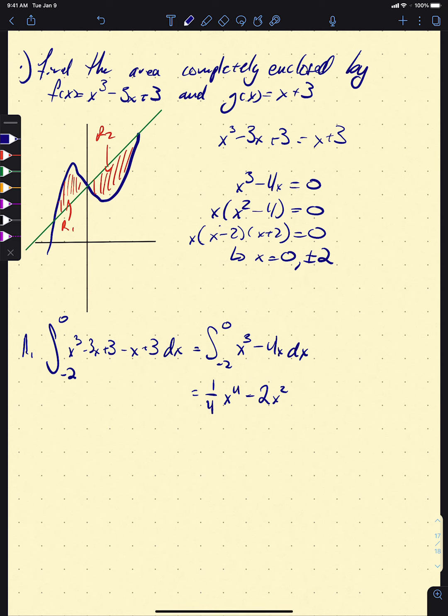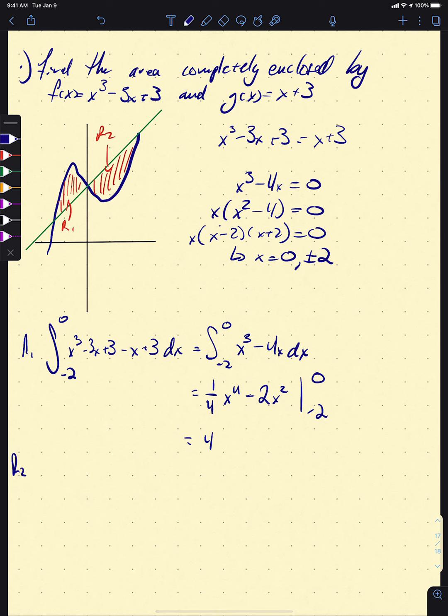No dx anymore because we've taken our antiderivative. From -2 to 0, okay, this is going to come out to 4, right? The 0 is not going to do anything. -2 to the 4th is going to be 16 over 4 is 4. And then we have a -8 there. The whole thing is going to be negative, and we have a +4.